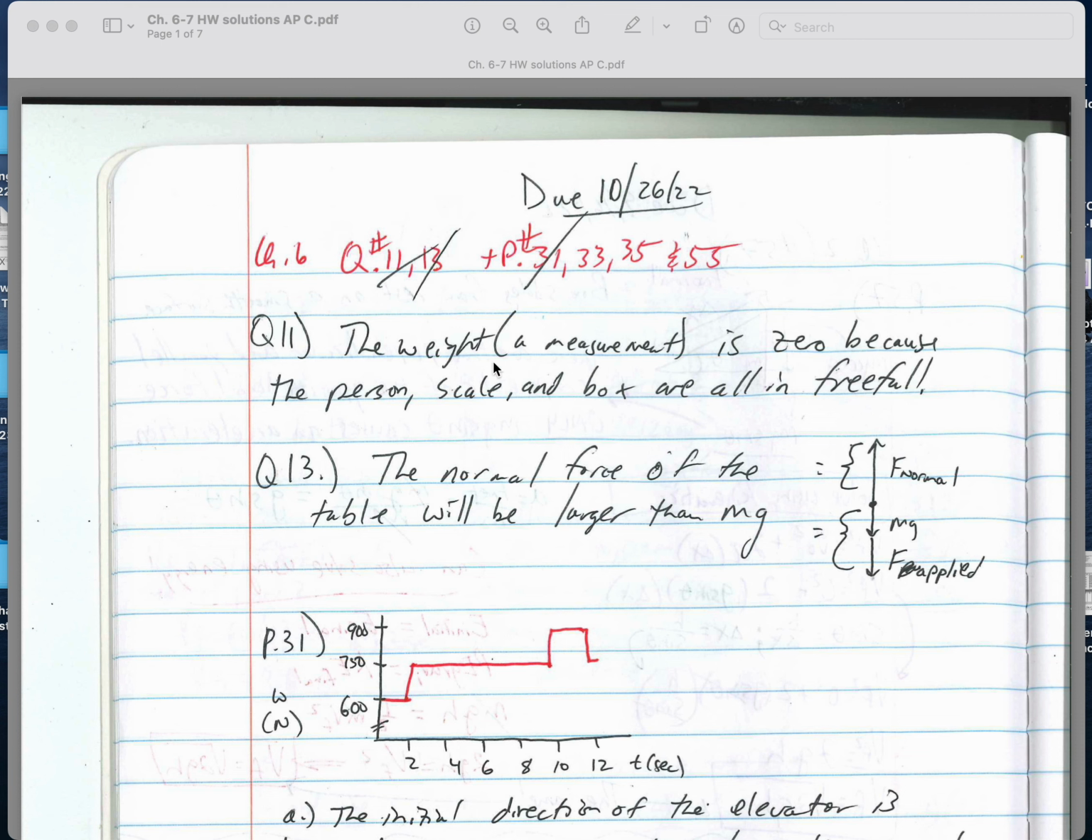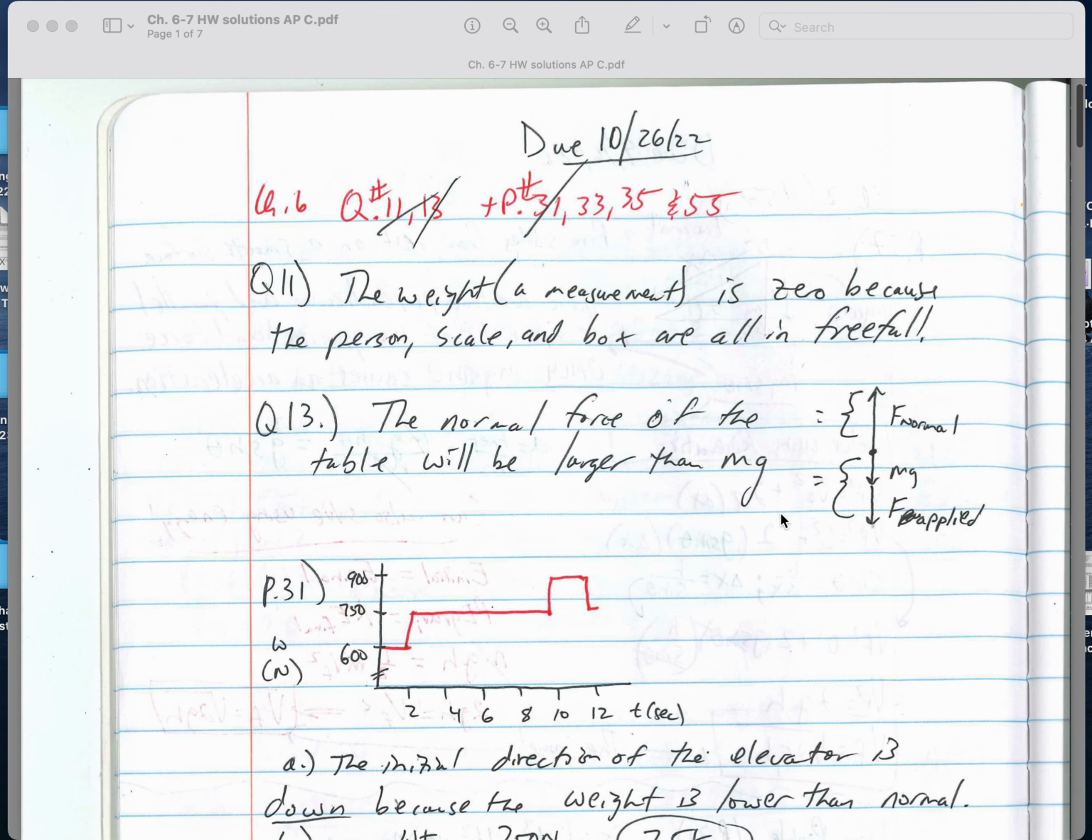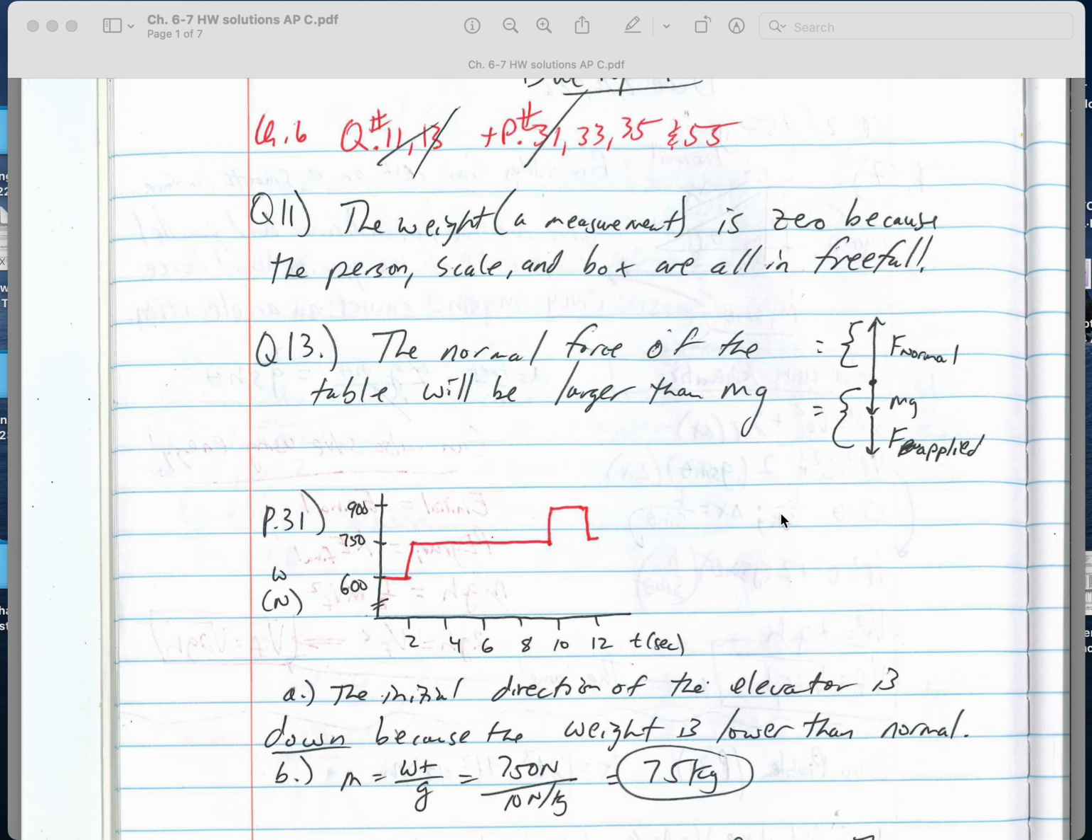Okay. These are the questions out of Chapter 6, so they're fairly straightforward. A box was shot off of a giant rubber band. The weight is 0 as soon as it's shot off because weight is just a measure of the normal force in this case. So it's a measurement. In this case, this is a book sitting on a table. Someone's pushing down the book. The normal force is greater than the weight because the normal force has to oppose both the weight and the applied force.